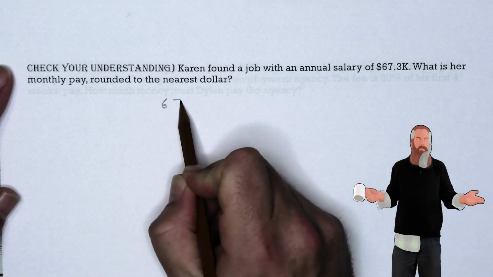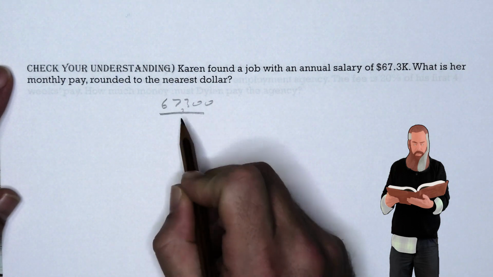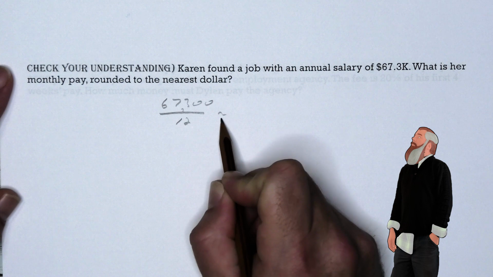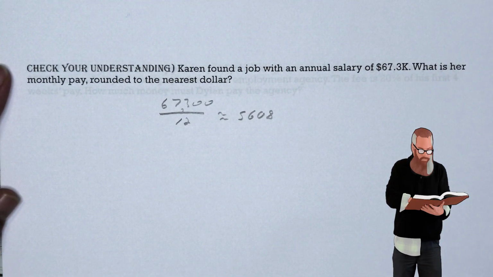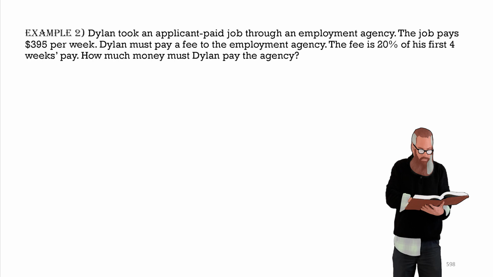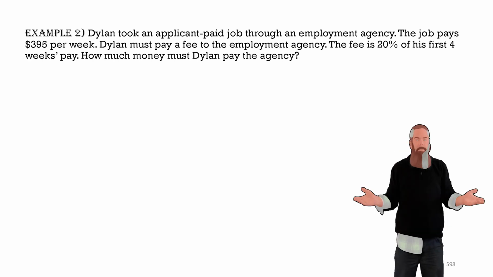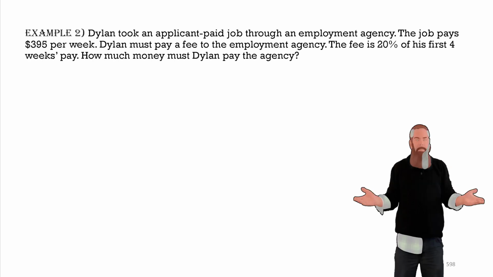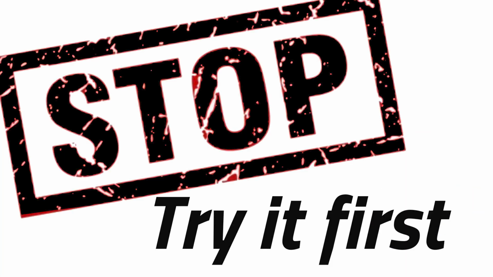Since we know she earned $67,300, then we can divide that by 12 months in a year to get approximately $5,608 every month. Dylan took an applicant-paid job through an employment agency. The job pays $395 per week. Dylan must pay a fee to the employment agency. The fee is 20% of his first 4 weeks' pay. How much money must Dylan pay the agency?